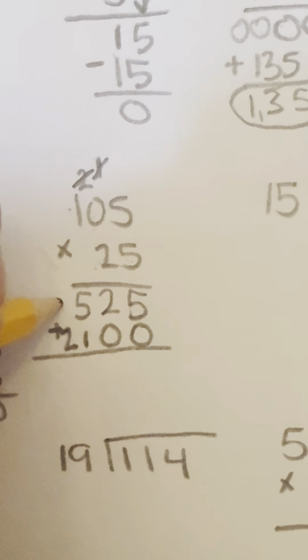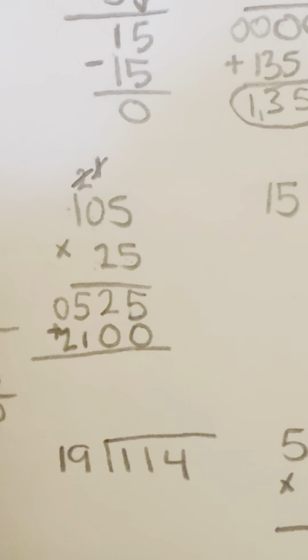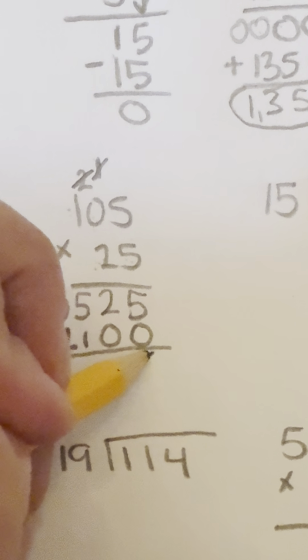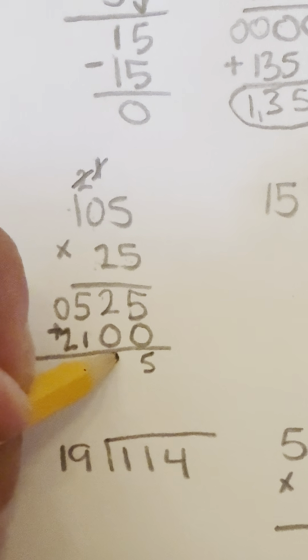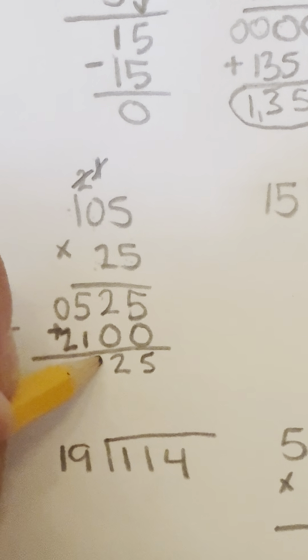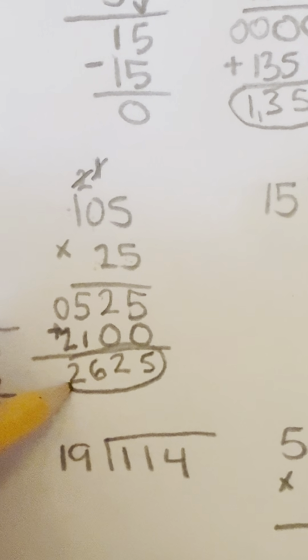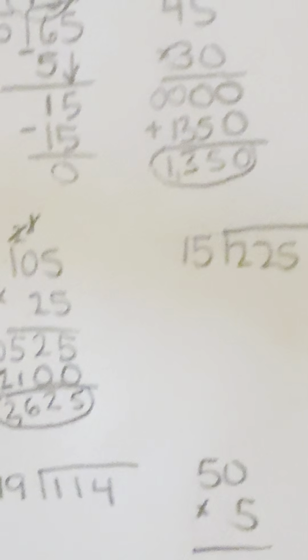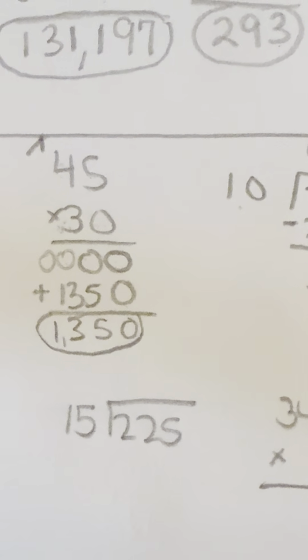Now we have no digit above that, so I can put a 0 there if I want, just to make it convenient and organized. Totally up to you. Then we're going to add: 5 plus 0 is 5. 2 plus 0 is 2. 5 and 1 is 6. And 0 and 2 is 2. So the answer is 2,625.